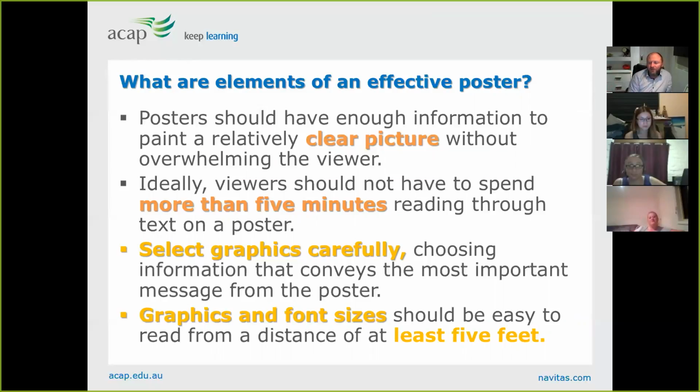Make sure you select those graphics really well, so it matches with the message that you're doing, and font sizes. And I mean, here's a suggestion. You should be able to read it from a distance of at least 5 feet. If you're advertising something, most people aren't going to come right up to it, if it's a printed one. If you're creating an electronic poster, a bit different. But a printed one, yeah, I can see the value in that, definitely.